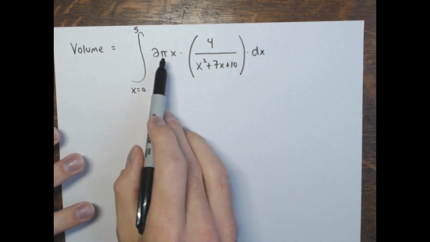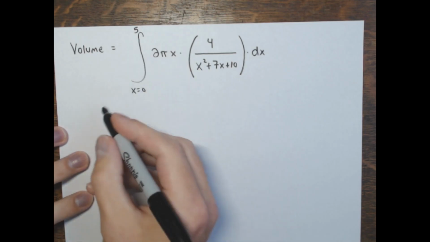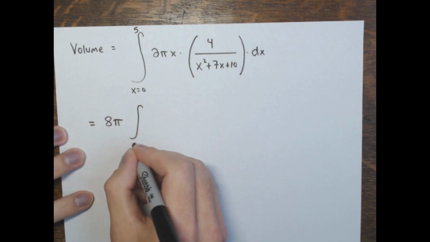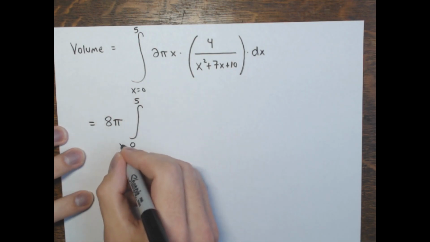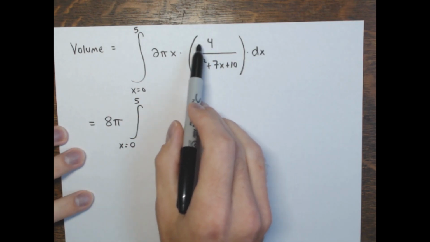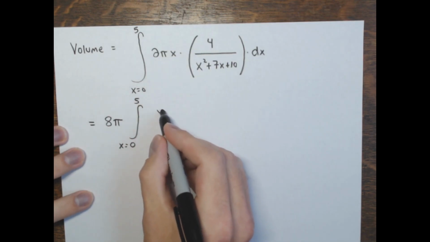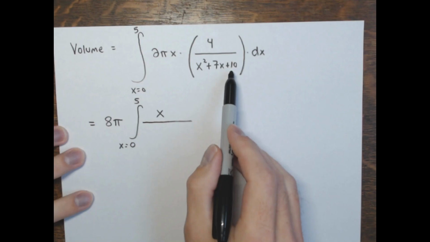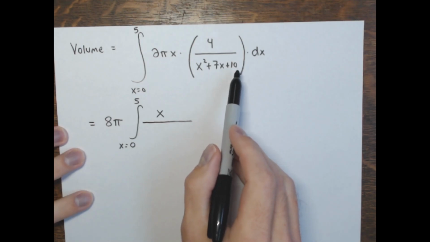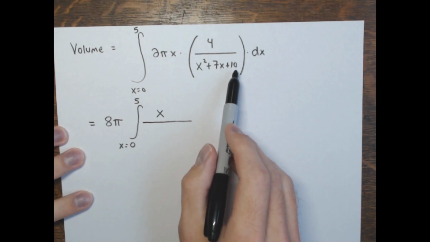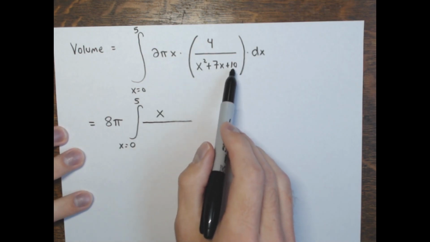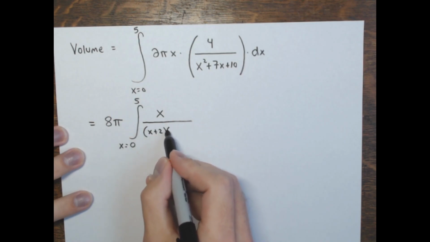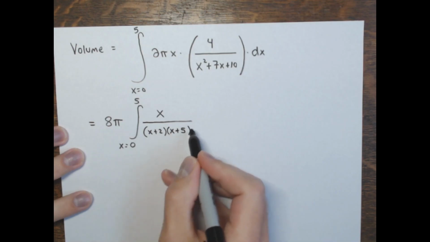Okay, so I'm going to do some stuff here. Pull out, you have 2 pi times 4. I'm going to pull 8 pi out of this. And then we have the integral from 0 to 5, and then if I pull the 8 pi out, you just have x in the numerator. And just x. And here's where I'll factor the denominator completely right now, because I'm going to have another proper fraction, proper rational function. X squared plus 7x plus 10. That's nicely factored, right, to x plus 2 times x plus 5 dx.